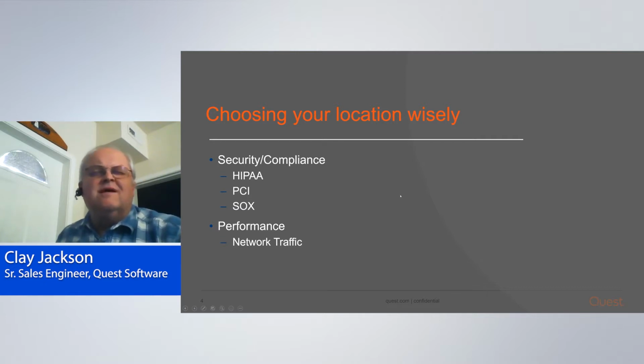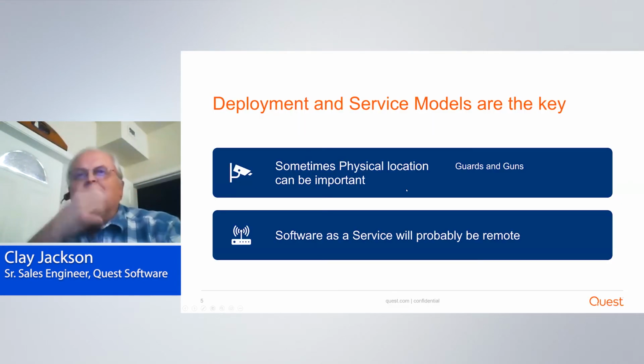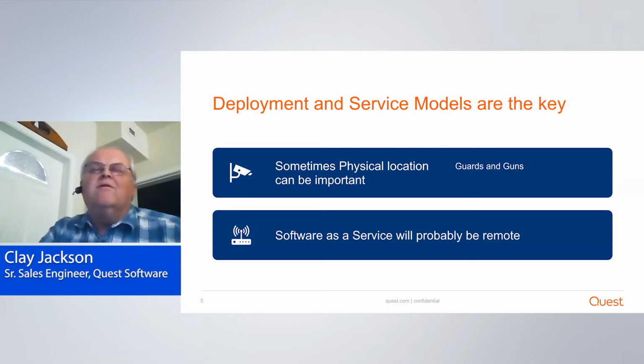Also, you want to consider things like performance and network traffic. Where your data is located can be very important. If all your data users are here in the US, you probably don't want to locate your data in Singapore or India or somewhere in China. So deployment and service models, when you're talking about clouds, are the key to where you're going to locate your data. Sometimes your physical location can be important. You can keep your data behind guards and guns and make sure that people can't access it. No man-in-the-middle attacks, no network attacks, no data leaving your premises and getting into laptops and other places where people might be able to find it.